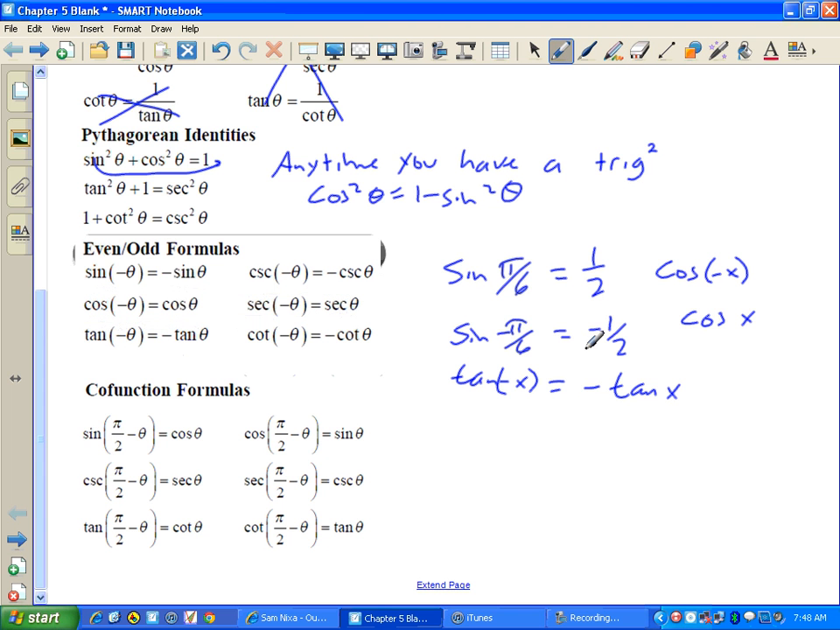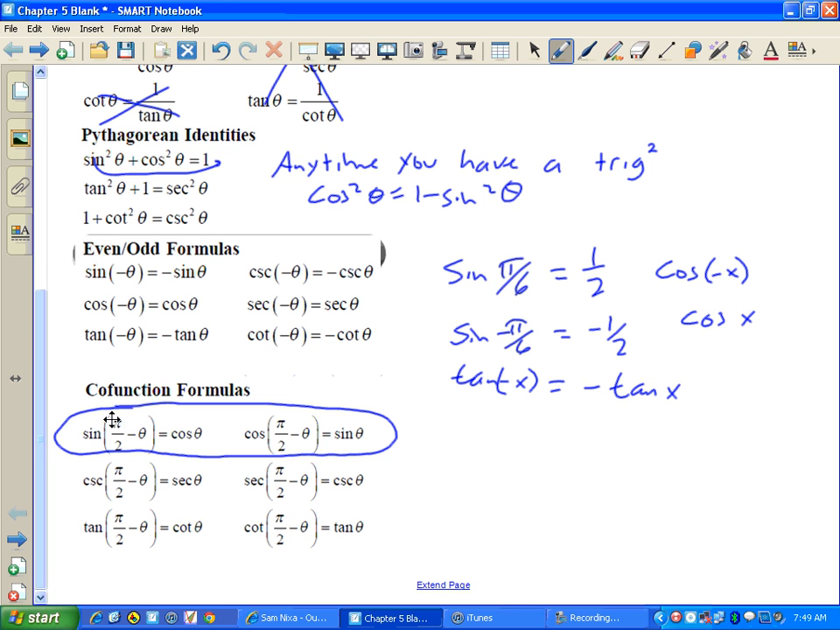So that's how those will work out when you're simplifying. Cofunction formulas. Basically, if you have pi over 2 minus your variable, you're going to turn it into its cofunction. Now, cofunctions are together, but reciprocals are kind of together too, so you have to keep those straight. Sine and cosine are cofunctions. They'll turn into each other if you take pi over 2 minus the variable.